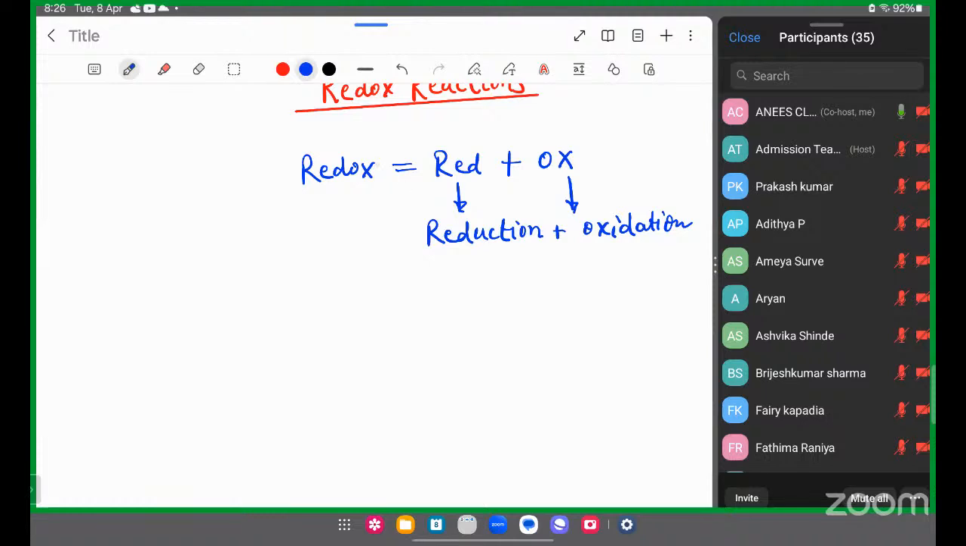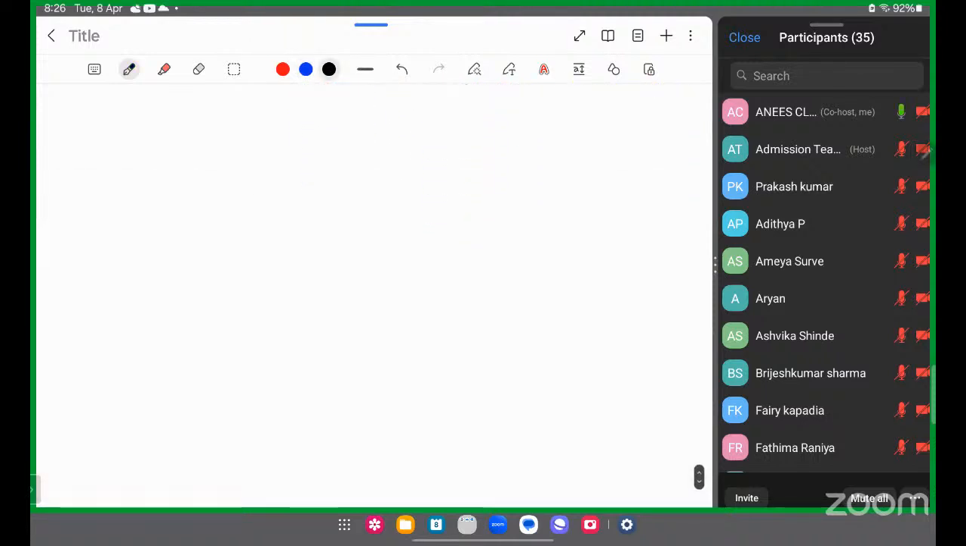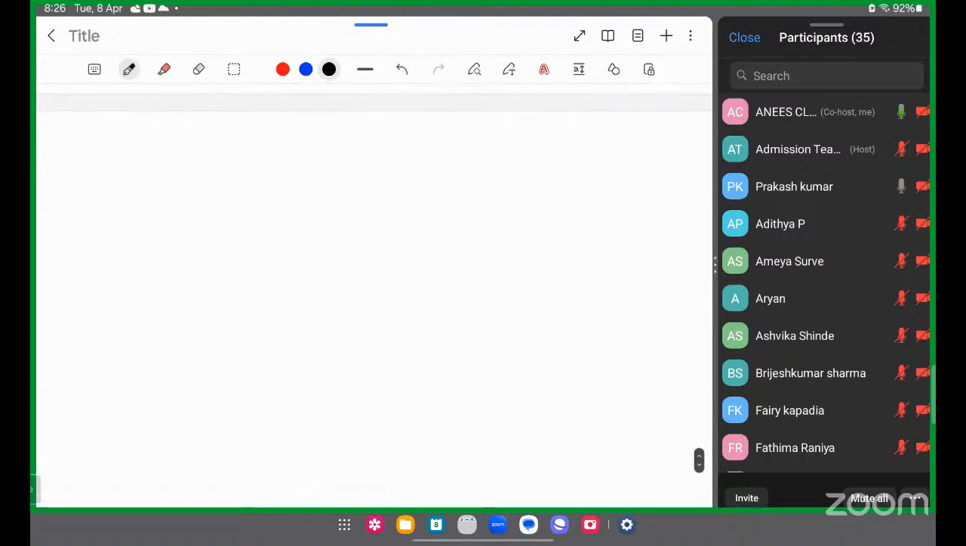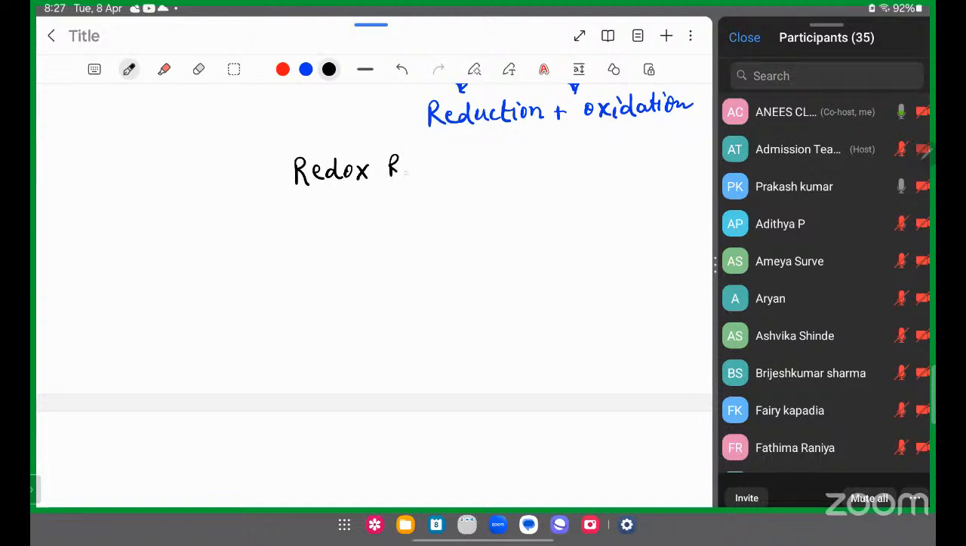If there is a chemical reaction in which reduction and oxidation are taking place simultaneously, we call it a redox reaction. So to understand whether a given reaction is a redox reaction or not, we first have to understand what is reduction and what is oxidation. To define reduction and oxidation, we have three different theories. Let me write it all. For redox reaction, we have three different theories.